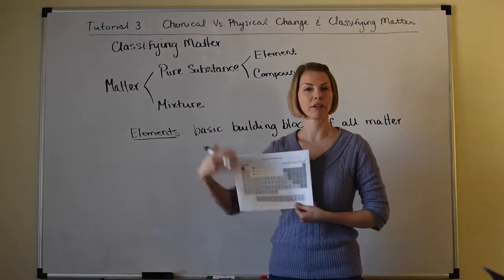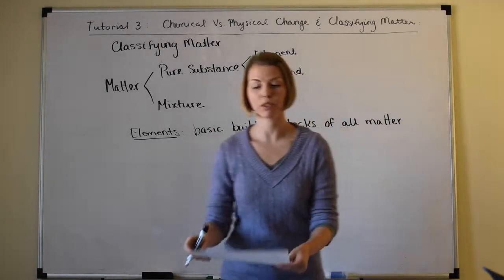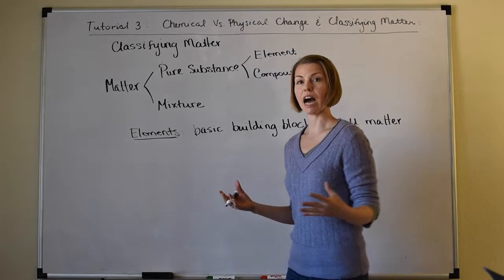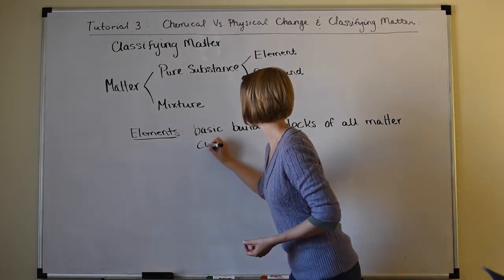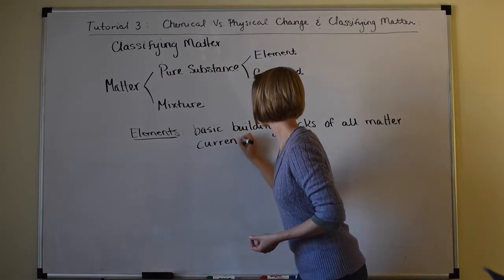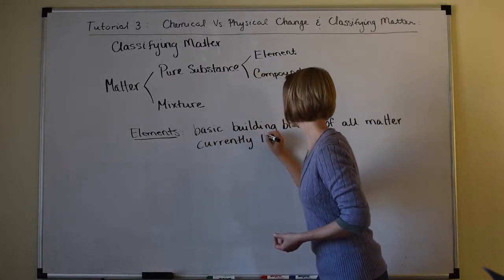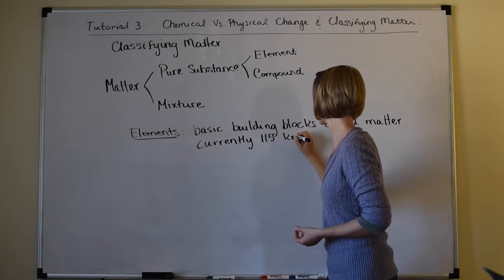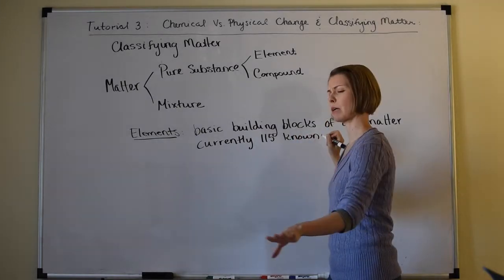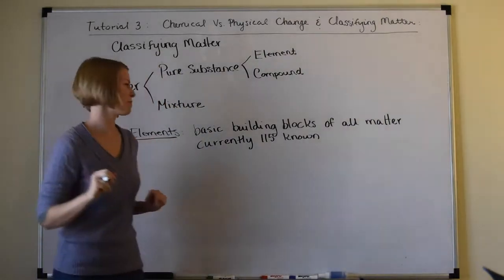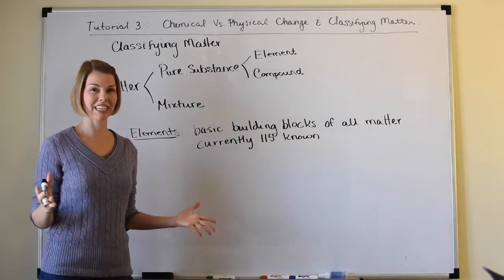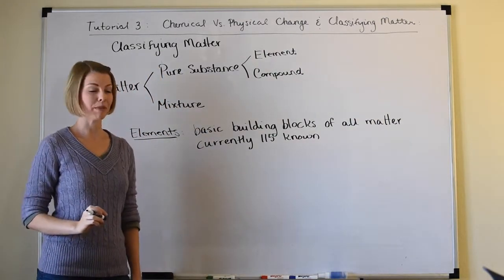So if you look at a periodic table of the elements, you will see that there are currently 115 known elements. So I'll write currently 115 known, although I think my periodic table is a little out of date. I don't think it actually shows all of those, but if you've got a really up-to-date periodic table, it would show 115 currently known elements.